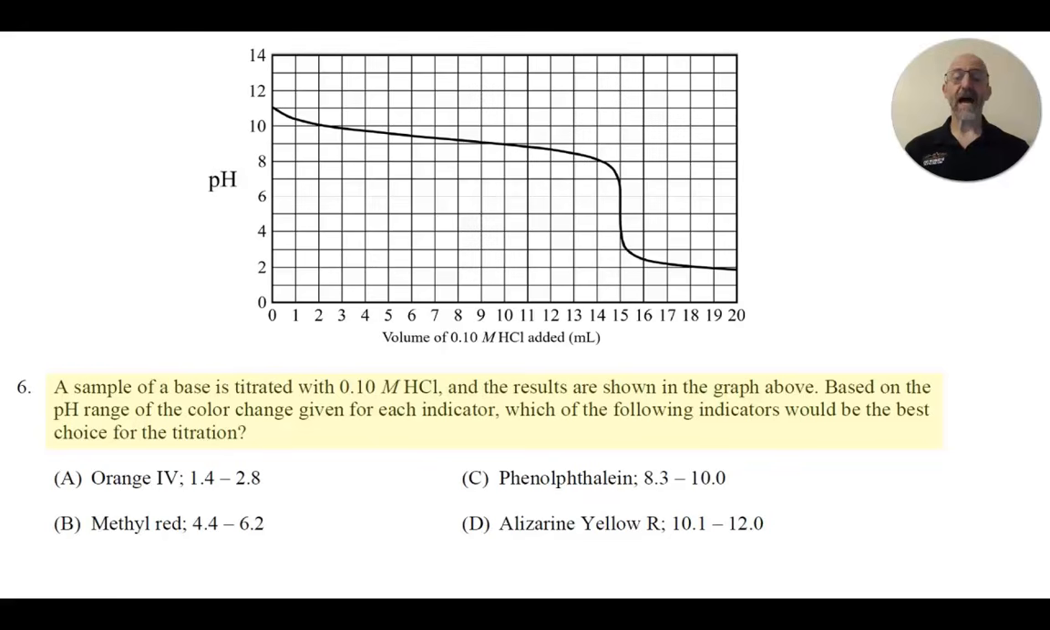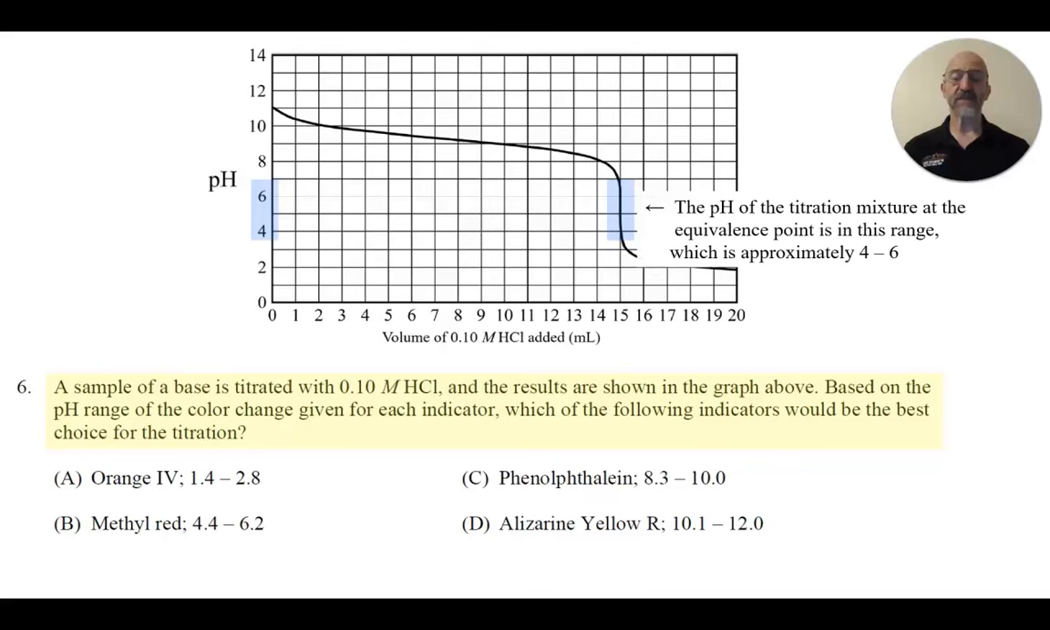So let's focus our attention on the location of the equivalence point in this titration curve, which is going to be that rapid change in pH that occurs after a volume of 15 milliliters of the hydrochloric acid, or the titrant, has been added. So I will highlight that on the graph. So right there, that would be a pH range for that equivalence point of the titration that seems to fall approximately between pH 4 and pH 6.